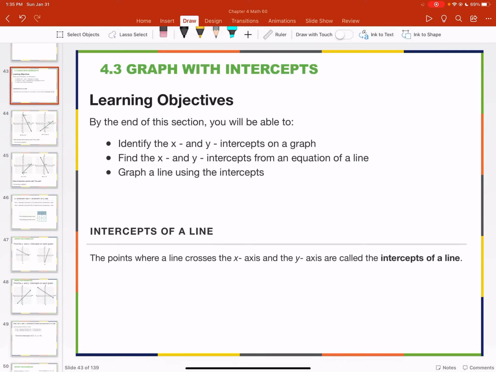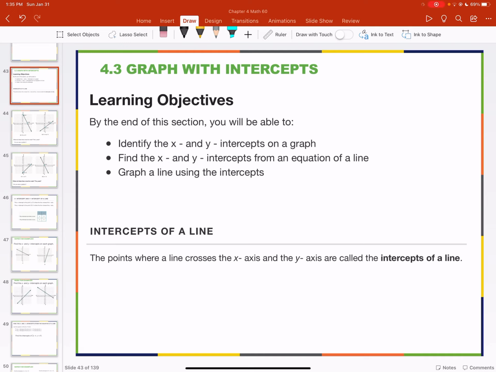Hi everyone, welcome to section 4.3, which deals with graphing with intercepts. So what are the objectives? At the end of this section, you will be able to identify x and y intercepts, find them from an equation of a line, and then graph a line using the intercepts.